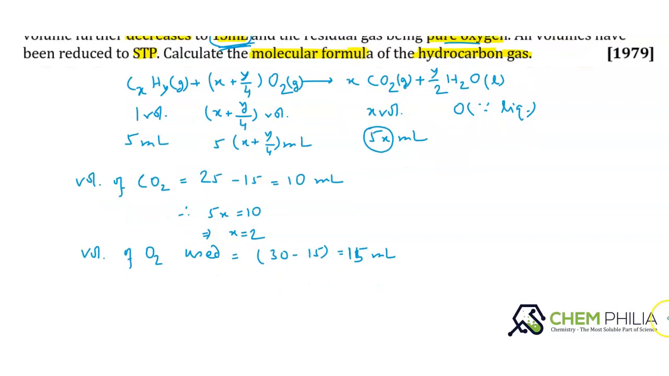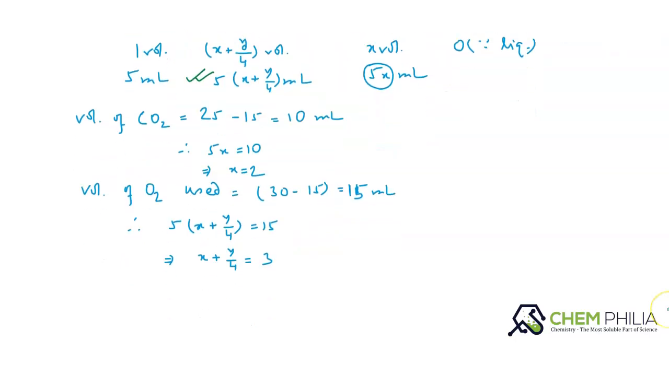But as per the reaction, how much oxygen is used? 5 into x plus y by 4, right? Therefore 5 into x plus y by 4 is equal to 15. It means x plus y by 4 is equal to 3. Now the value of x we have seen is 2. So 2 plus y by 4 equals 3, that is y is equal to 4. So thus we have got the values of both x and y.